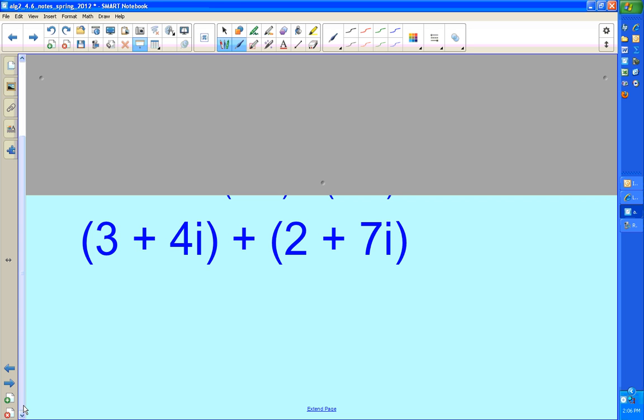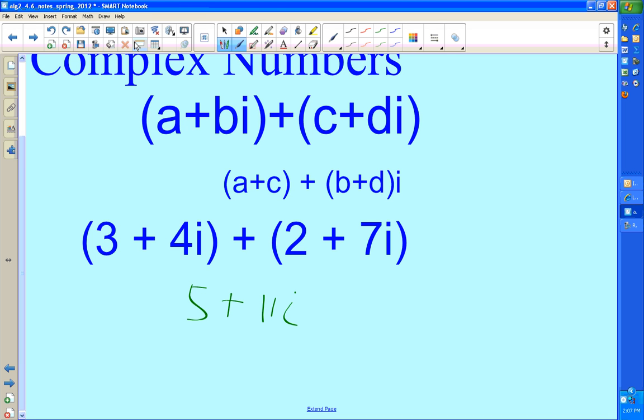3 plus 4i, complex number, right? 2 plus 7i, complex number. When you add them, what do we get? 5 plus 11i. Rocket science, huh? What did you really do that you learned 4 classes ago? Someone said it. Combined like terms. Rocket science, right?